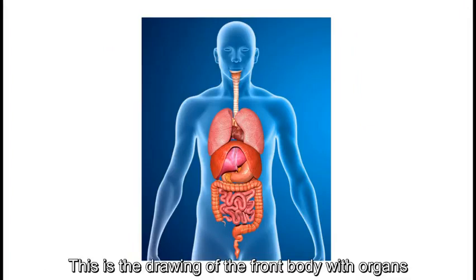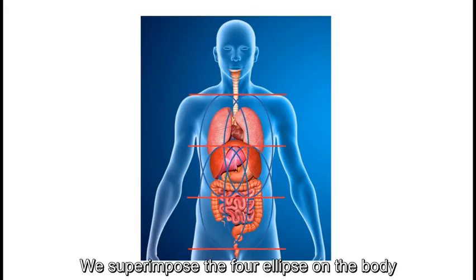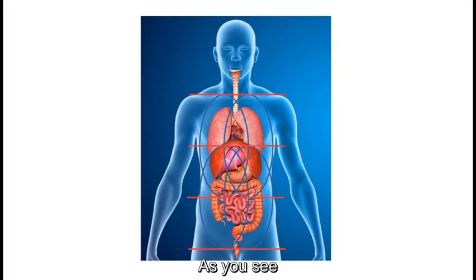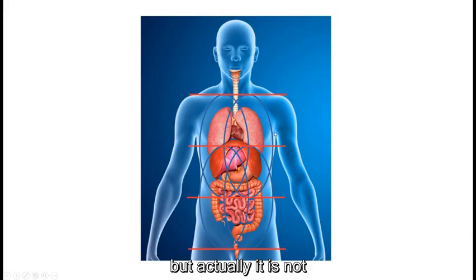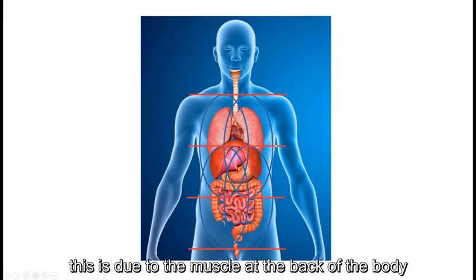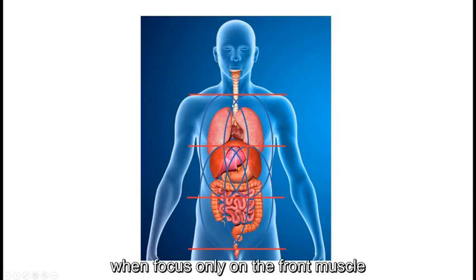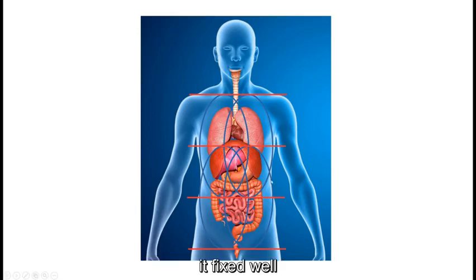Now, this is the drawing of the front body with organs. We superimpose the four ellipses on the body. As you see, they match very well. You may feel the upper part of the body is bigger than the top two ellipses, but actually it is not. This is due to the muscle at the back of the body. When focusing only on the front muscle, it fits well.